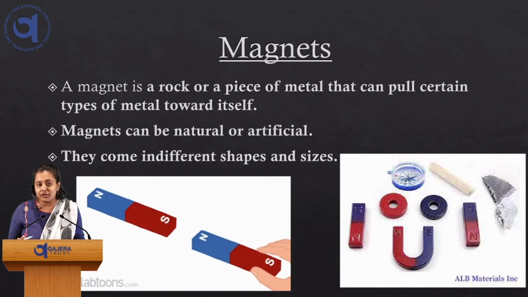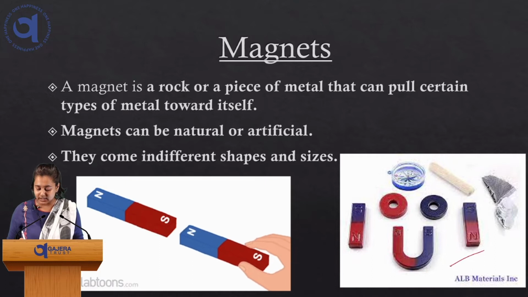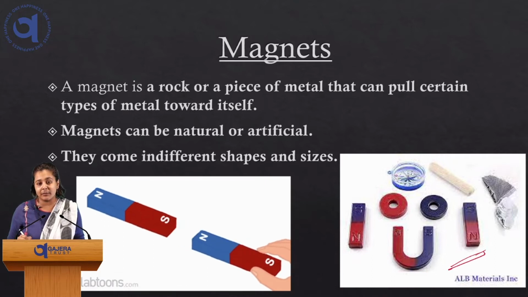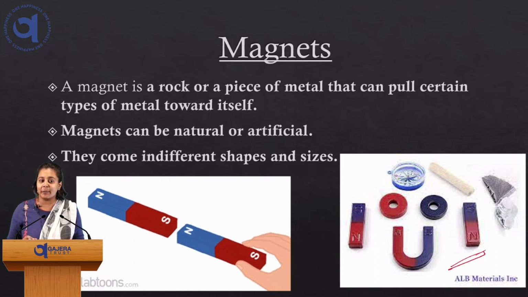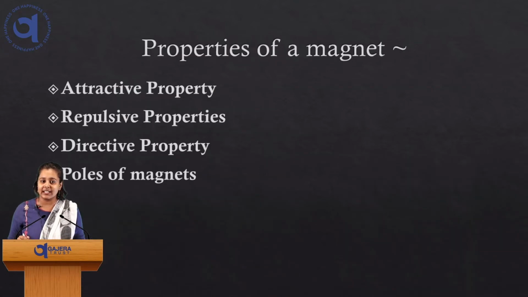Now these artificial magnets, you can see certain images. These artificial magnets come in all the different shapes and all the different sizes. That is why we can use them in all the different places around us. Now let us continue onwards with our topic, that is the properties of those magnets. Our magnets have four main properties: the attractive property, the repulsive property, the directive property, and the poles of the magnet. First one we are going to look into is the attractive property.